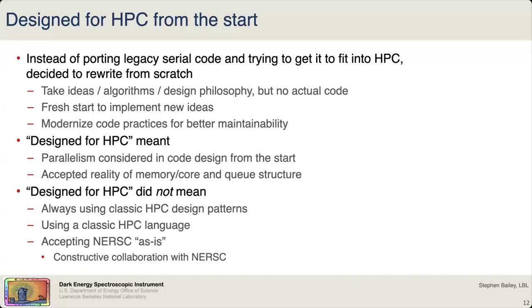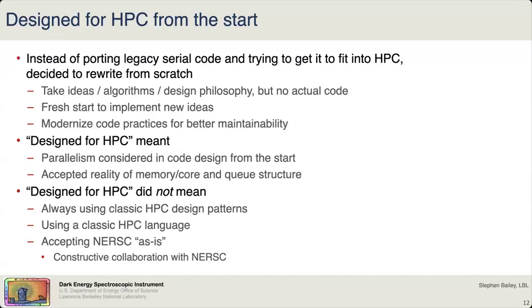And so when we did that, we said we want to design for HPC from the start. And what we meant by that was we did consider how parallelism would be folded into it from the start. And we accepted the reality of what things like the memory per core was going to be. Some legacy codes are extremely memory hungry, and then they come to an HPC center, or they have absolutely no parallelism at all, and then it's like trying to shove it into things like the serial queue, which helps a lot, but we were aware of those things when we started writing it.